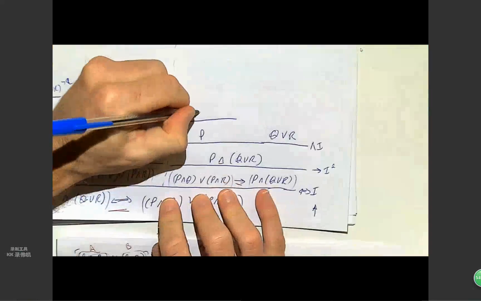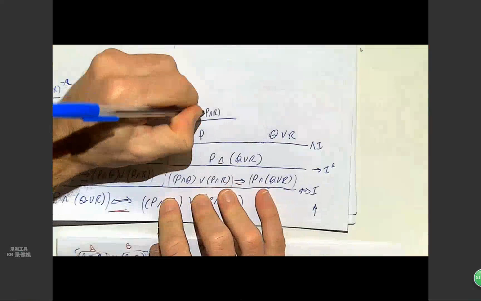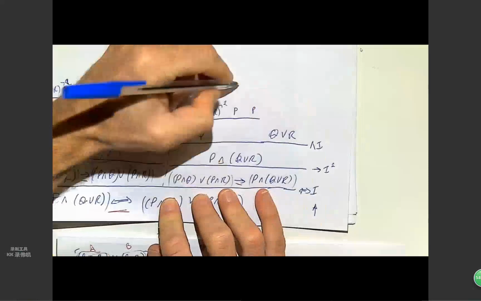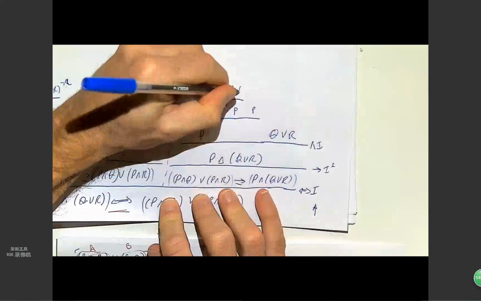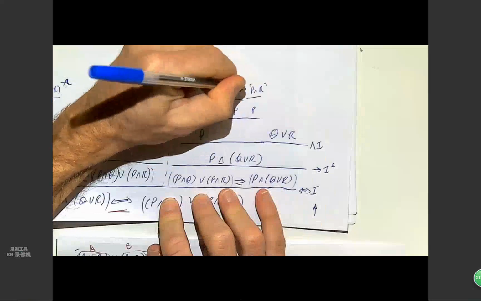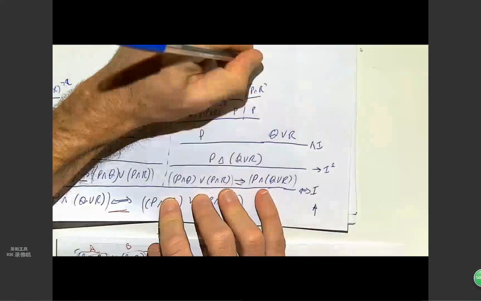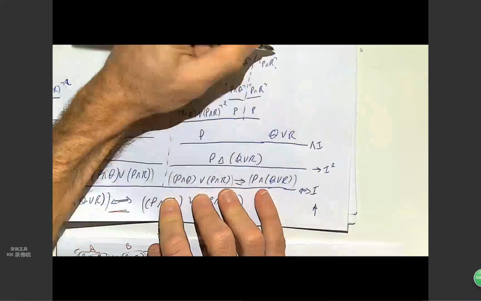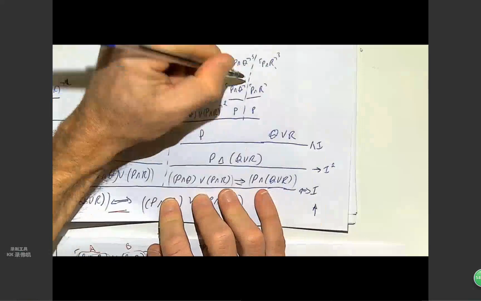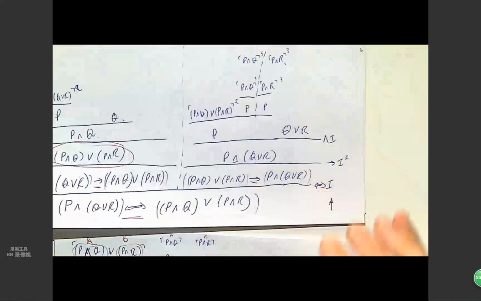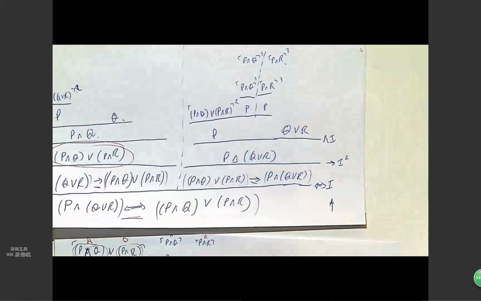I'll put here a P and Q, or P and R. And then I get P and P, and I can choose P and Q, P and R. This was what I could have assumed in the first place, and these are separate. And then I'm done.